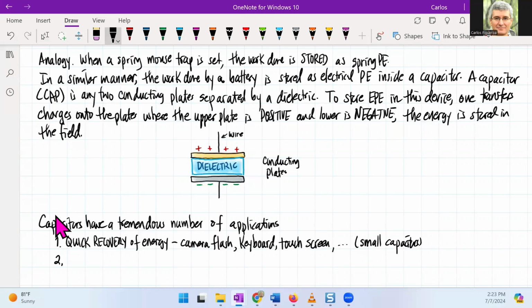Then we have other uses for capacitors. And we could say that this is a slow recovery of energy. You know what? I shouldn't say recovery. I should say release. That's a better word than recovery. So I'm going to say a quick release. So here it's a slow release. And again, the applications are just phenomenal in what we can do. But one of the ones that I'm sure you have in your house is a surge protector.